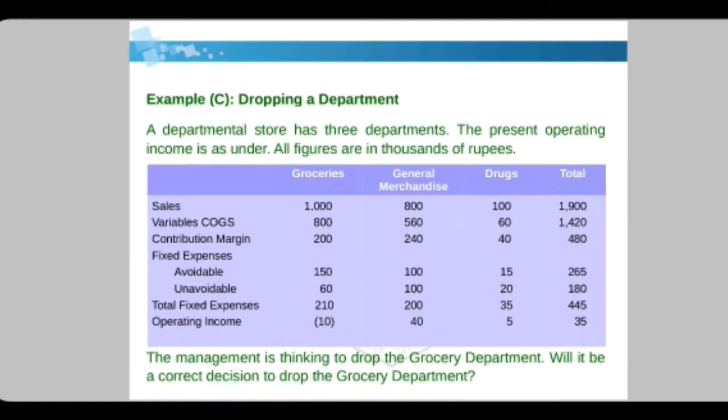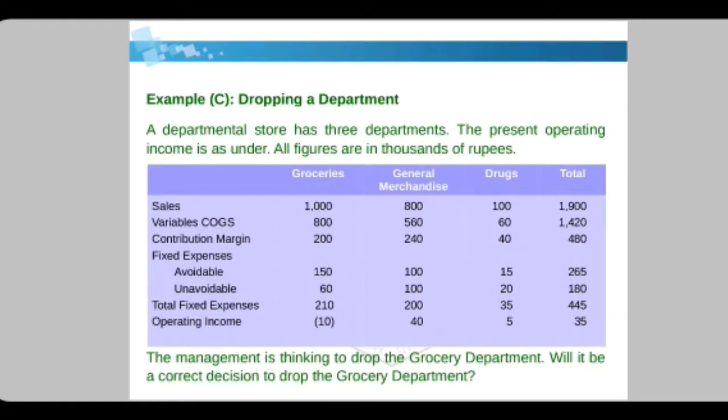Now fixed expenses. There are two types of fixed expenses. First is avoidable and second is unavoidable. So avoidable fixed expenses for groceries are 150. It means if we decide to drop the groceries department, then this 150 rupees won't be incurred in the total cost, or we won't consider these 150 rupees. Or if we decide to drop the general merchandise department, the avoidable cost, that is 100 rupees, won't be incurred in the total cost, that is, it will go with the department.